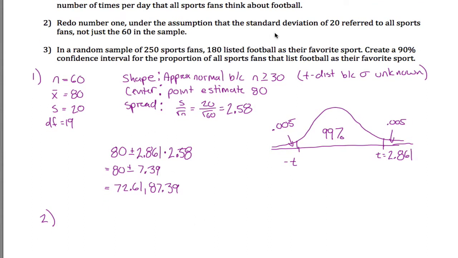The only thing that's different is that the standard deviation of 20 comes from all fans, not just the 60 in our sample. So the only thing that changes is that instead of S equals 20, we've got sigma equals 20. So n is still 60, x bar is still 80, and now we have sigma equals 20. And so our shape is still approximately normal.